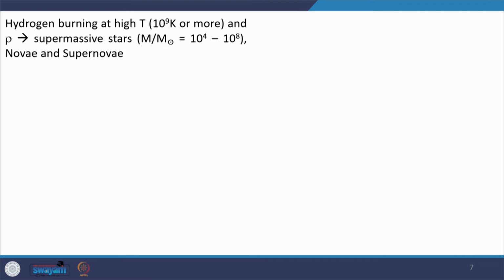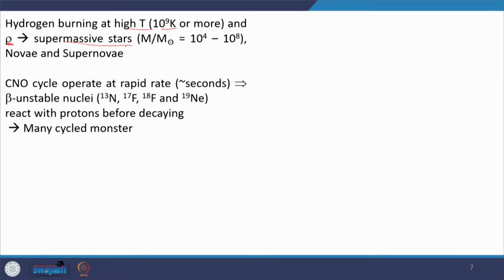And if you see hydrogen burning at high temperature, say 10 to the power of 9 kelvins or more, and at higher density, like in supermassive stars, novae and supernovae, the CNO cycle operates in a rapid way, within seconds, and the beta unstable nuclei are nitrogen 13, fluorine 17, fluorine 18 and neon 19.